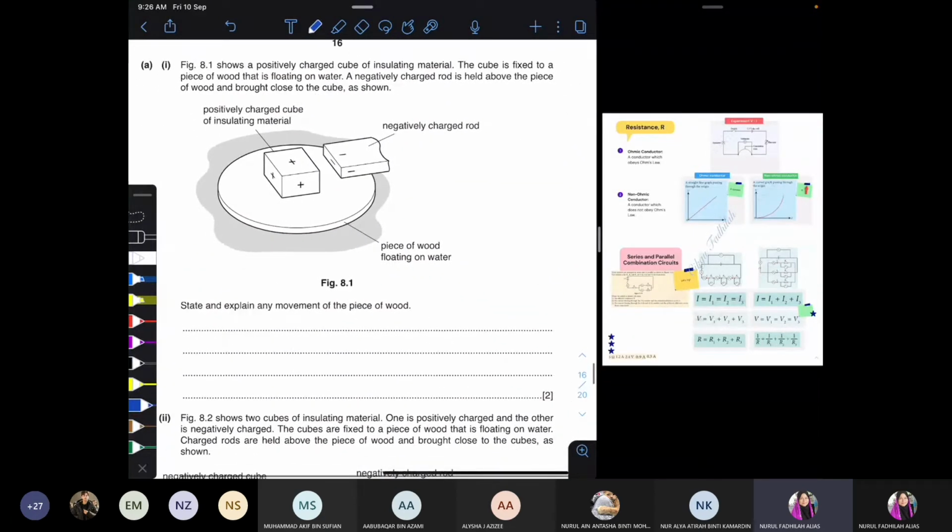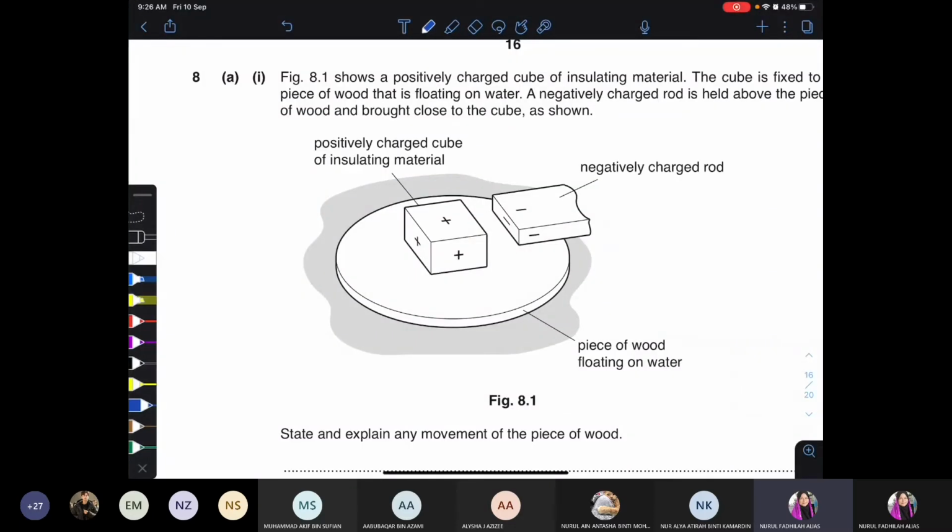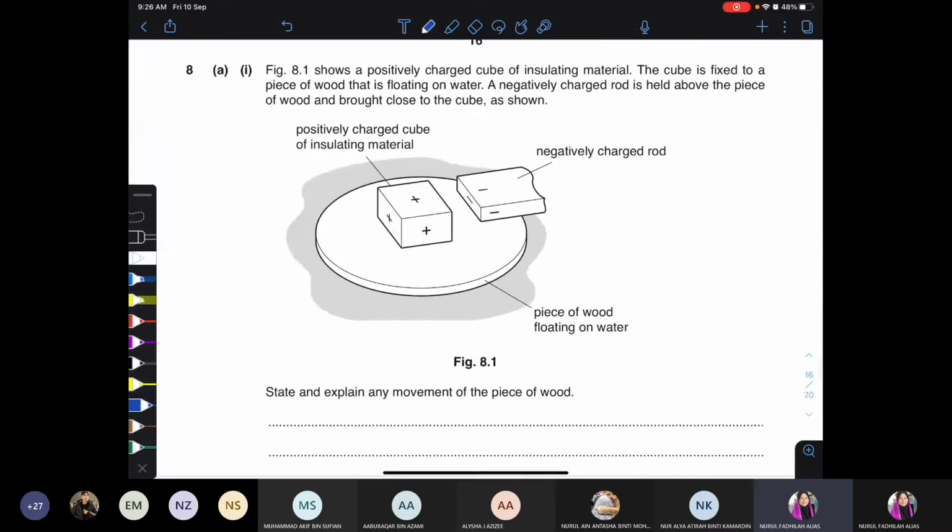Figure 8.1 shows a positively charged tube of insulating material. The tube is fixed to a piece of wood that is floating on water. Okay, IGCSE macam ni, dia banyak cerita dia. So where is the tube? So that's the tube. Okay, and then this is a piece of wood.